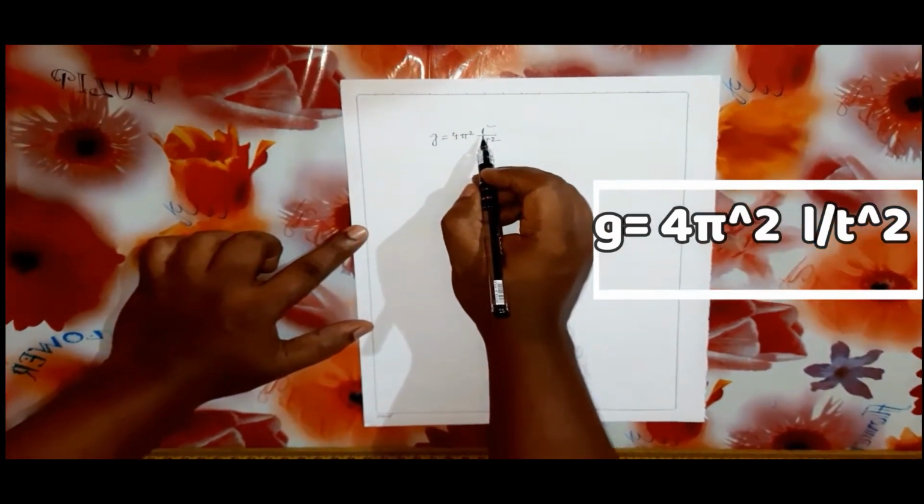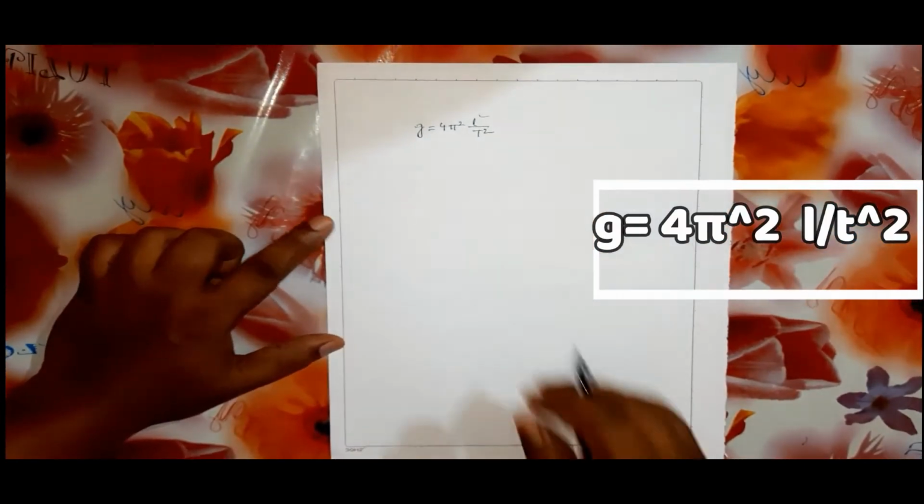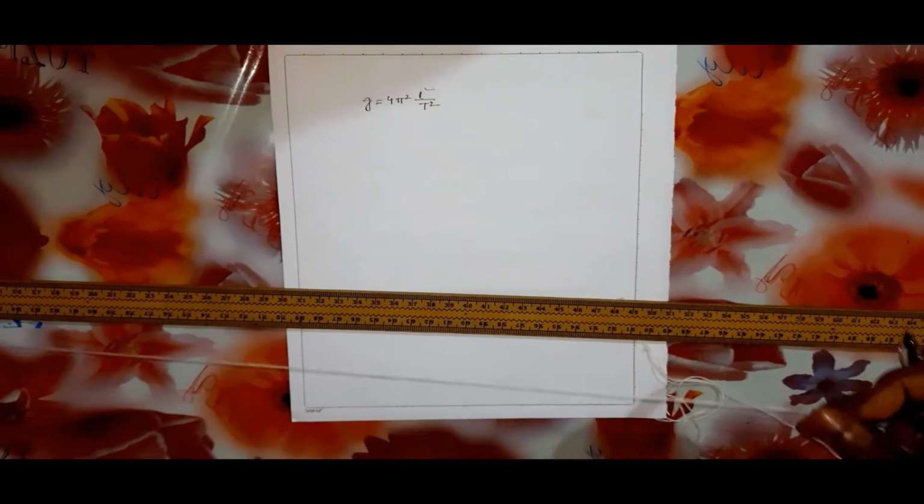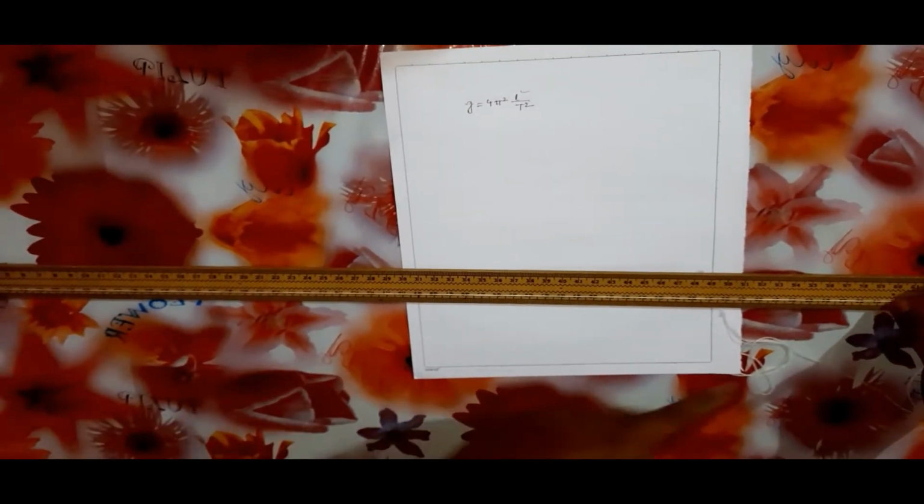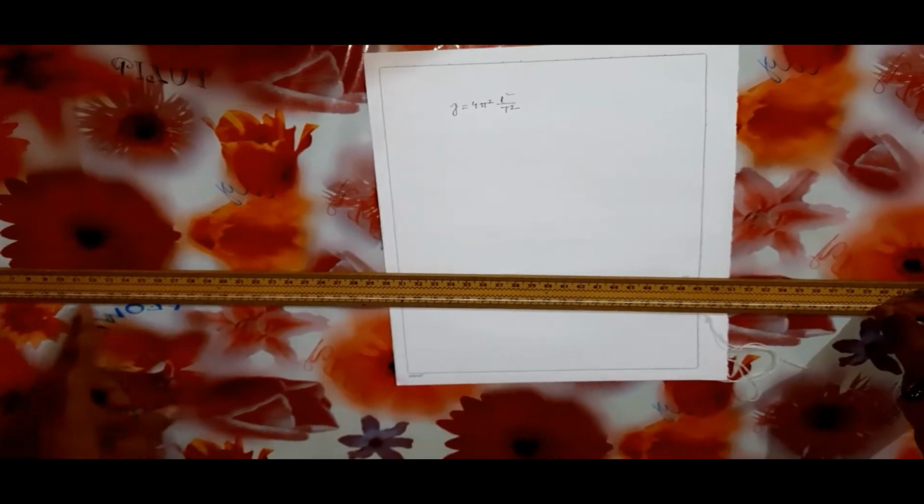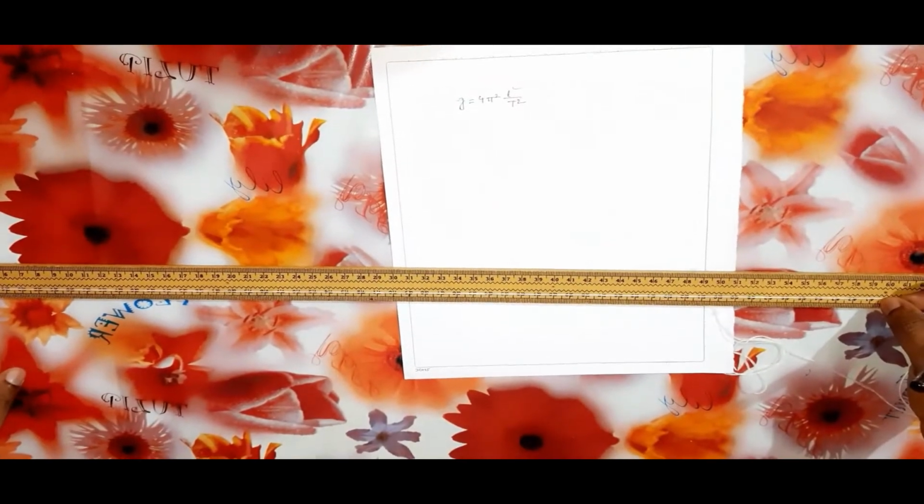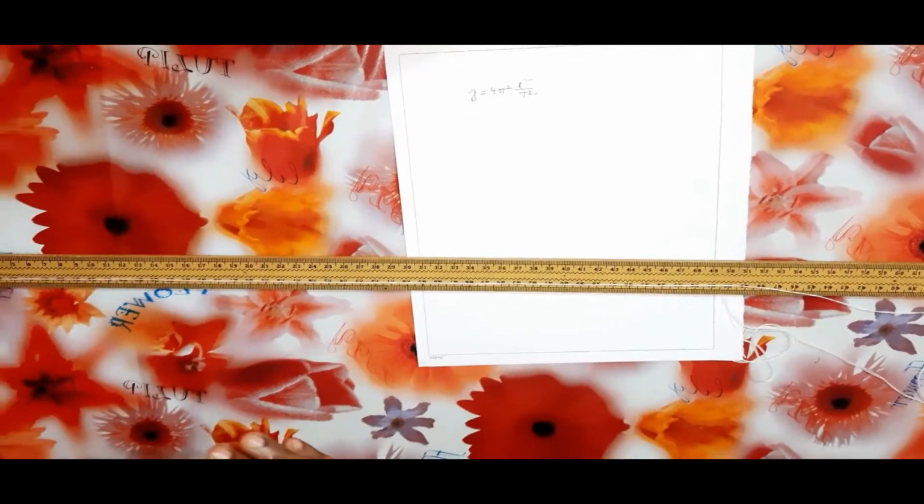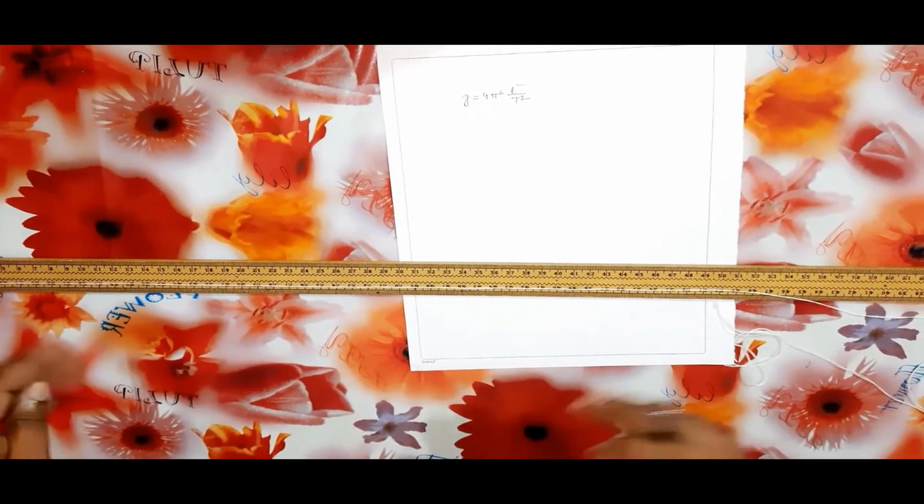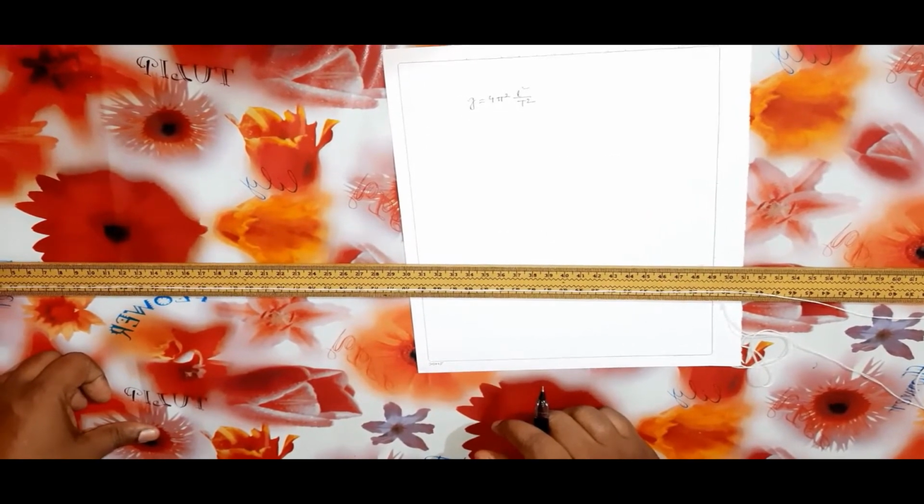So L is the effective length. Effective length means, with the bob kept here, the length from the point of suspension of the thread to the center of the bob. To get the center of the bob, we have to add the radius of the bob plus the length of the thread from the point of suspension.